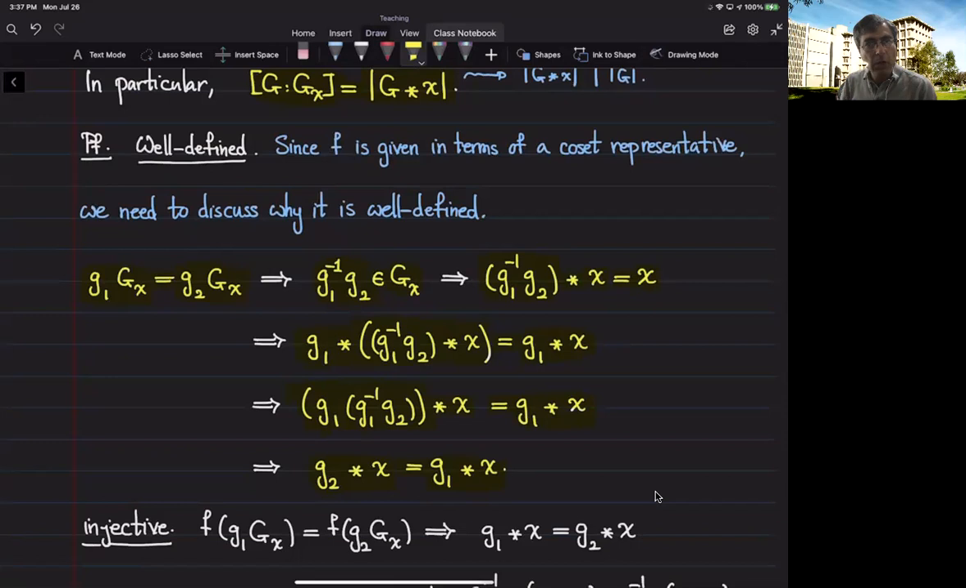So it is indeed a well-defined function. Next, I'm going to argue why it is injective. I want to show that f is a bijection. So we have already discussed that it is a function.